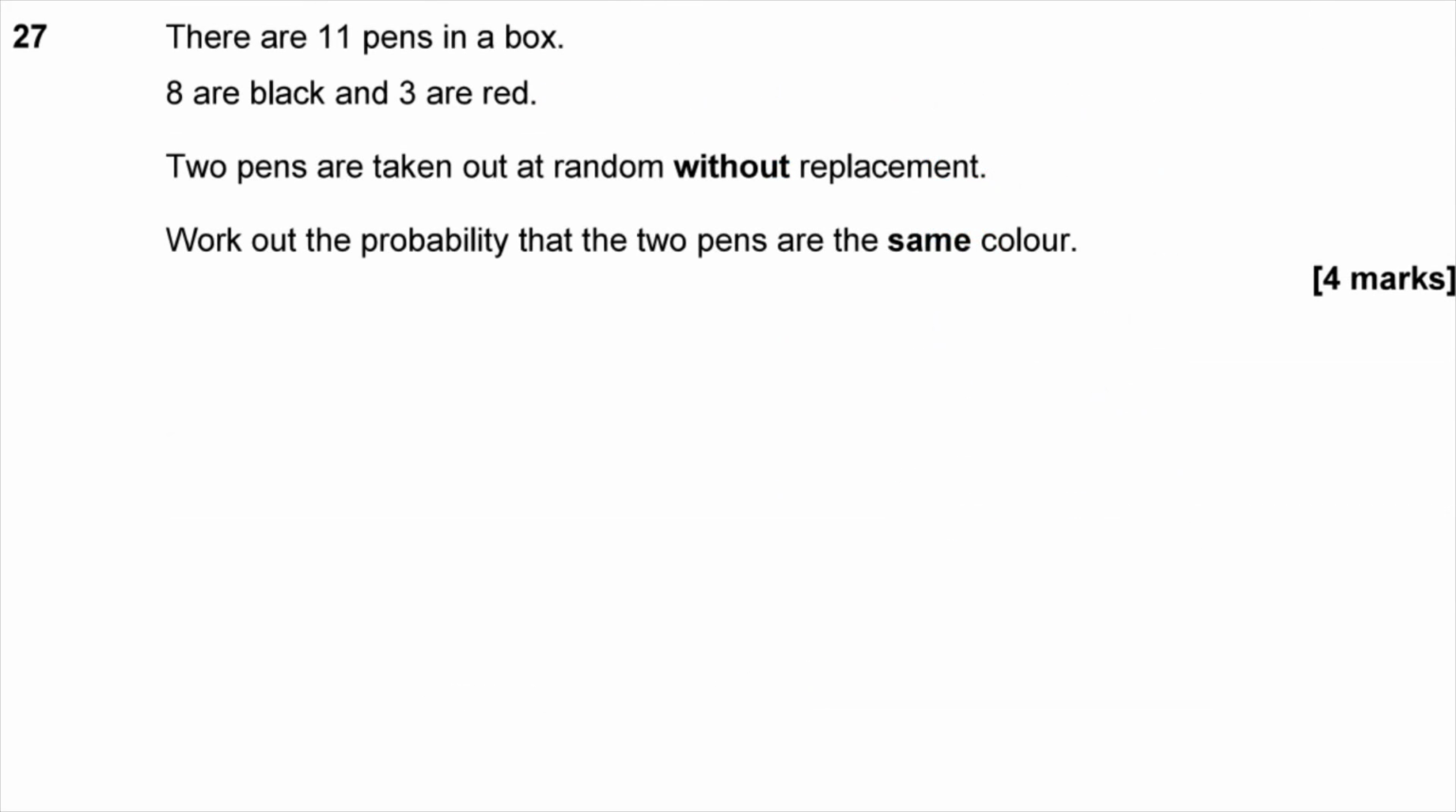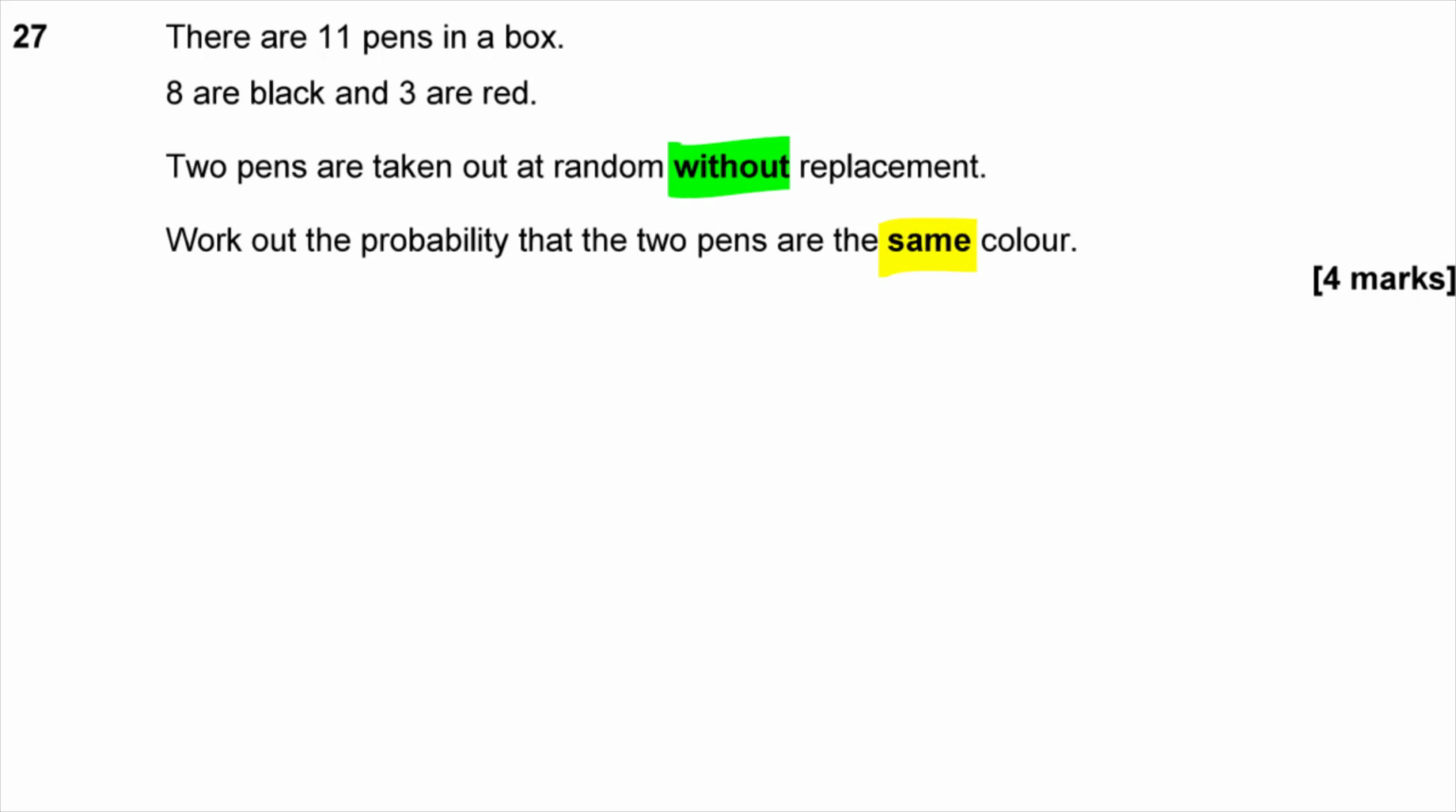Question 27. There are 11 pens in a box. 8 are black and 3 are red. 2 pens are taken out at random without replacement. Work out the probability that the 2 pens are of the same colour. Oh, now we've got 2 words in bold here, so we need to be double careful. Without replacement, and they have to be the same colour.